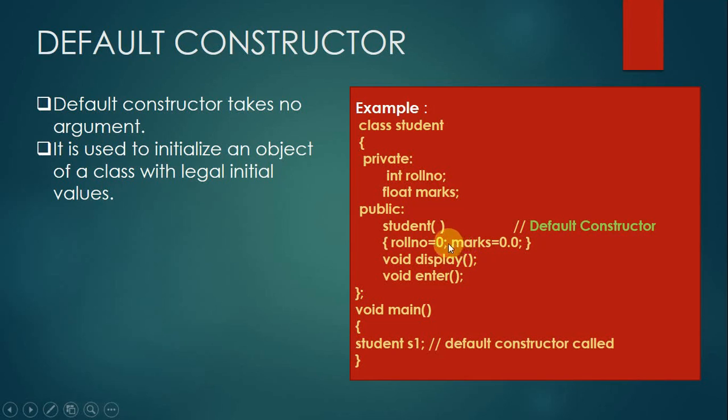This we have already done. Actually, this is nothing but a default constructor. You can see here, we are not passing any argument or parameter here. This is a simple constructor and this is called a default constructor. So when I am creating an object of this class, student S1, I am not passing any parameter again here. So this object S1 is created and it will call the default constructor, which is this type, and this will initialize its data members by legal initial values 0 here.